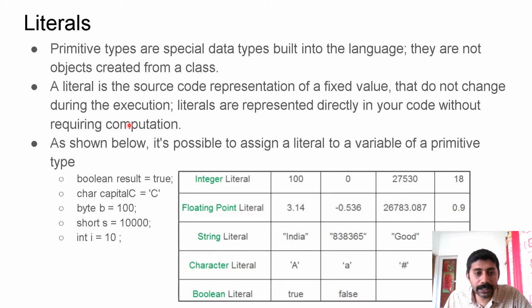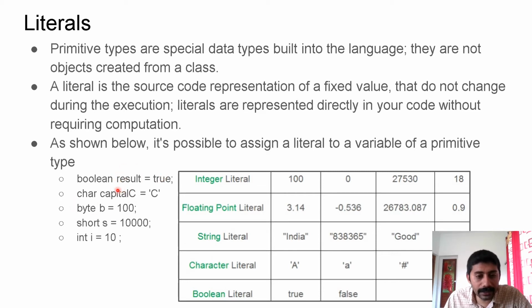So literals do not change during the execution. Literals are represented directly in your source code without requiring any computation. You are directly mentioning that value. As shown below, it is possible to assign a literal to a variable of a primitive type. To a Boolean variable, the result is a Boolean typed value. To that you can store either true or false. These are the only two literals possible to store into a Boolean variable.